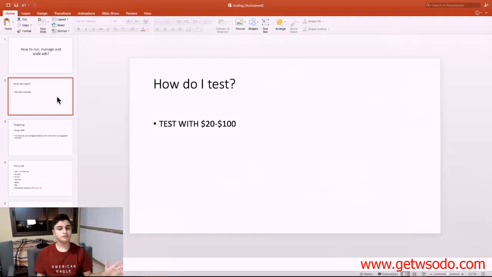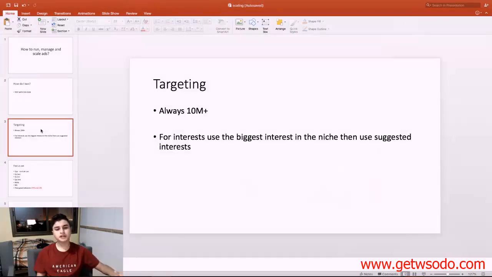It's only the time. For retargeting, you always want 10 million plus. I know a lot of people teach you to go to the audience insights, or to Google, or magazines. No, it's easy. For retargeting, keep those two things in mind: always 10 million plus. And for interest, use just the biggest interest in the niche, then use the suggested interest. So you type in the biggest interest, and after that you look at the first 3 suggested interests.